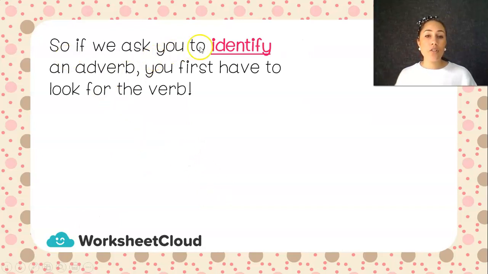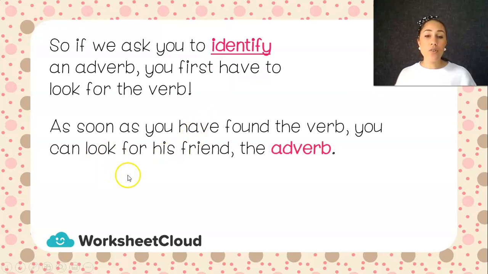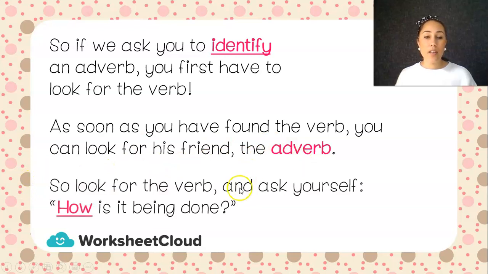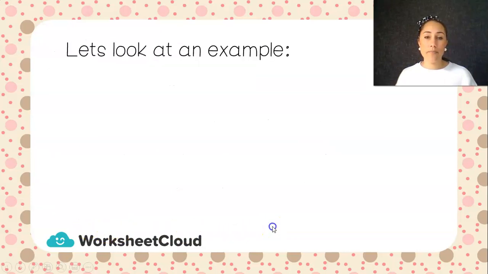So if we ask you to identify an adverb, you first have to look for the verb. So identify, we've looked at that word before. That just means we need to look for or find. As soon as you have found the verb, you can look for his friend, the adverb. So I look for the verb and then I ask myself, how is it being done? So let's look at an example.